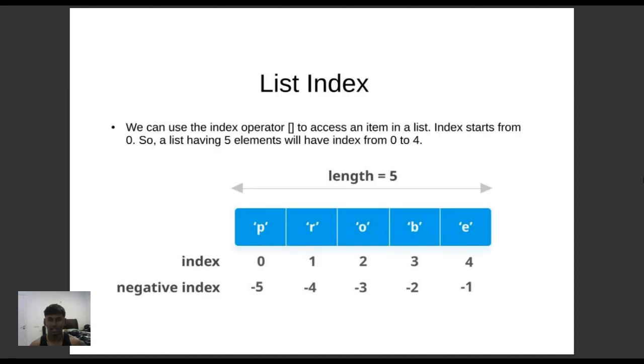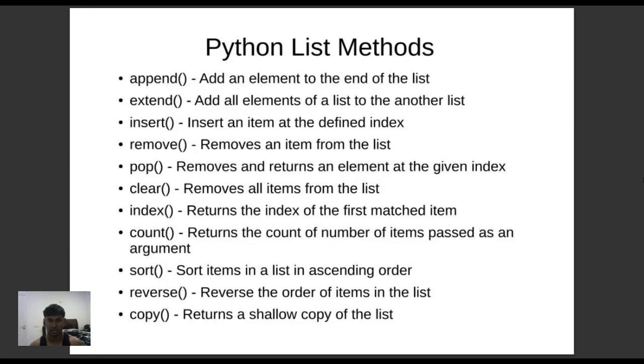List index. We can use the index operator, square brackets, to access an item in a list. The index starts from 0, so for example, a list having 5 elements will have an index from 0 to 4, as per the example given below. Python list methods. A method is a way to modify a list, and the methods are as follows.